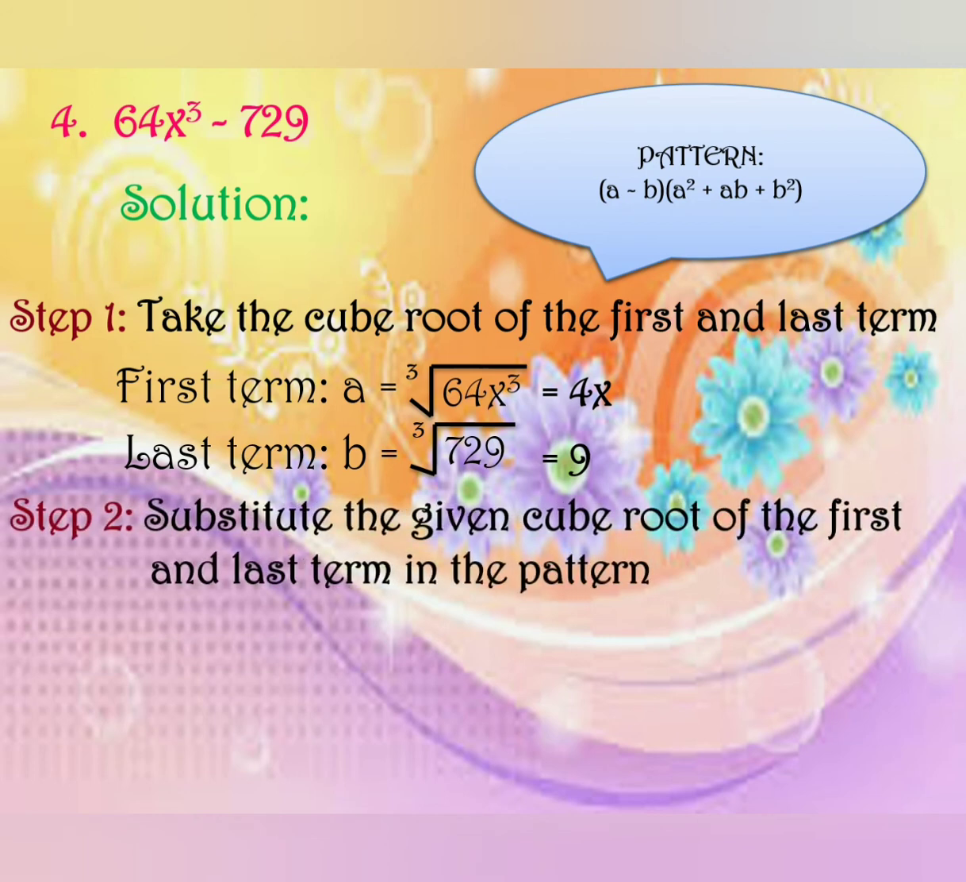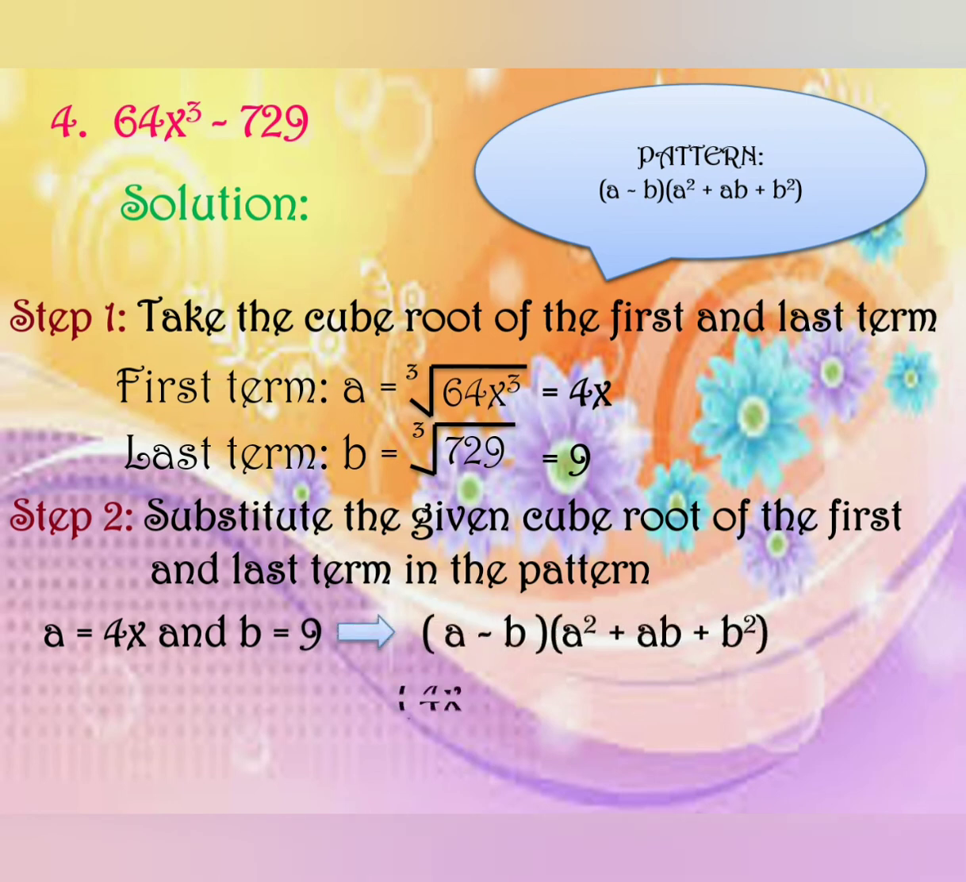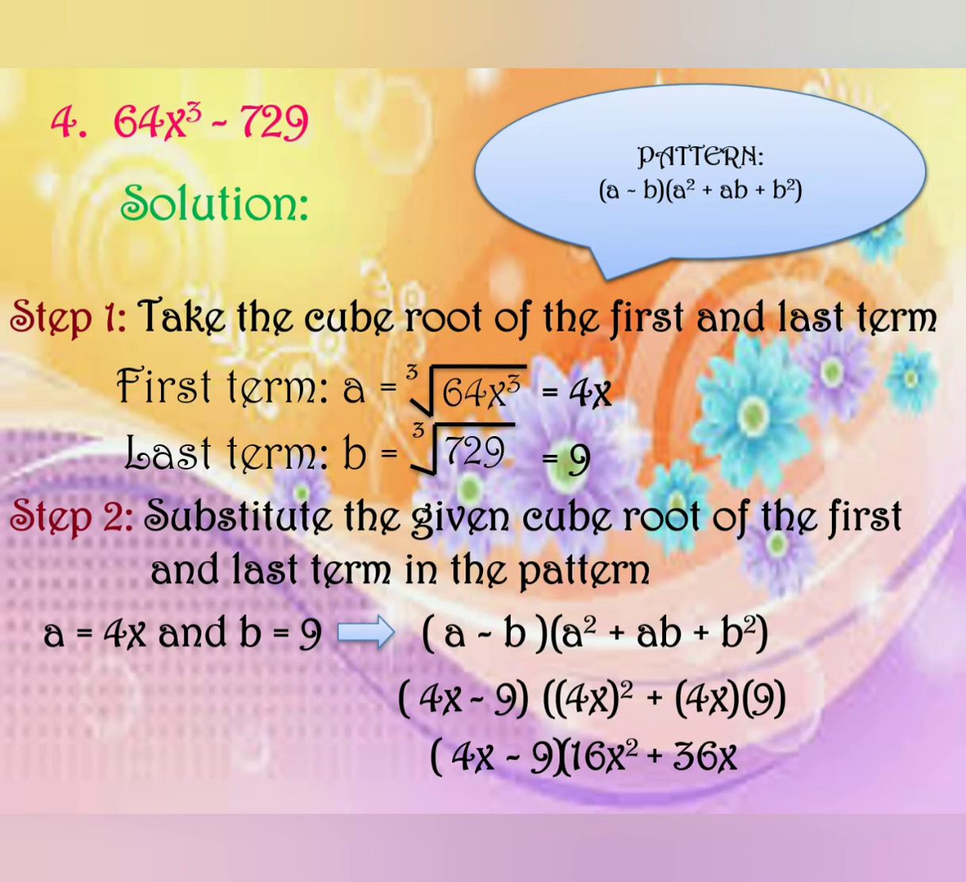Step 2, substitute the given cube roots of the first and last term in the pattern. So A equals 4x and B equals 9. So quantity 4x minus 9 times quantity 4x squared, which is equal to 16x squared, plus 4x times 9, which is equal to 36x, plus 9 raised to 2, which is equal to 81. So the factored form of 64x cubed minus 729 is equal to quantity 4x minus 9 times quantity 16x squared plus 36x plus 81.